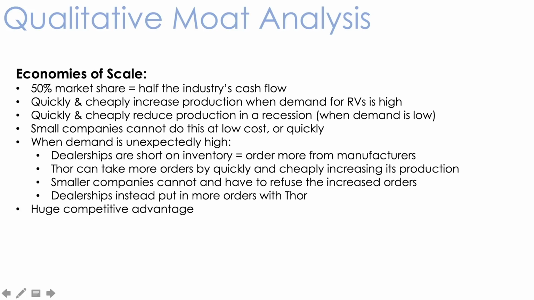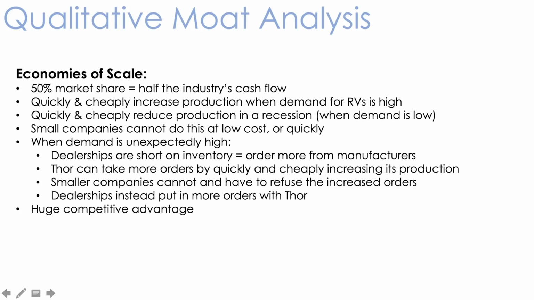So essentially, when demand is unexpectedly high, dealerships will be short on inventory because people have been buying them. And essentially that means that they're going to need to order more from manufacturers. Now, Thor Industries can take more orders quickly by increasing its production. So just quickly, it buys out some leases, it increases its production, and it takes those orders.